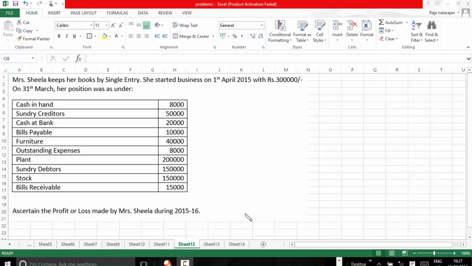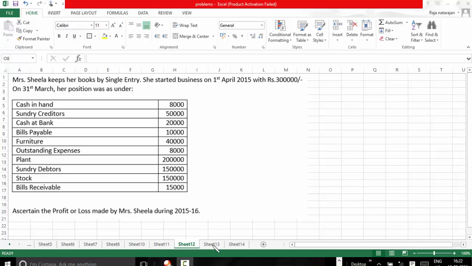So how can we find the profit? What we can do is we have the information right from 1st April, the day she started the business with 3 lakh, and you also have the position as at the end of the year, 31st March 2016. With this, you can prepare a balance sheet, and this balance sheet will help you understand the capital position. So we'll prepare a small balance sheet.